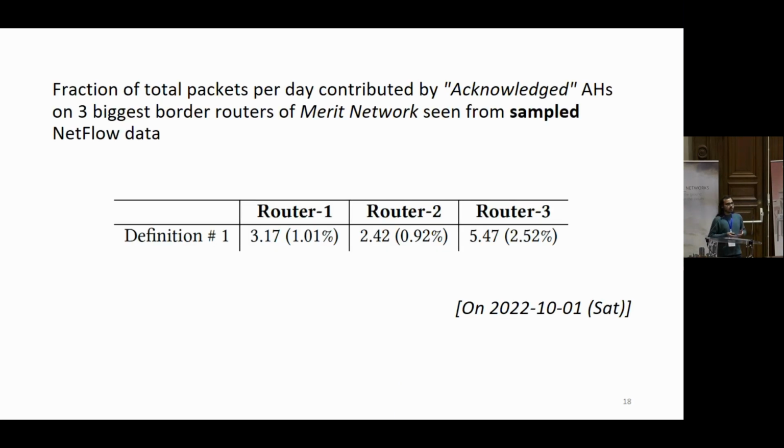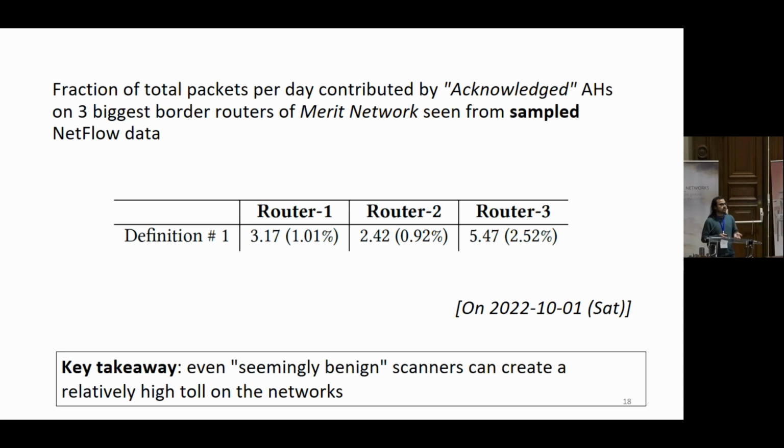Next, we wanted to analyze the fraction of total packets per day contributed by the acknowledged or seemingly benign aggressive hitters on the three biggest border routers of Merit Network. And here we saw that even seemingly benign scanners can create a relatively high toll on networks. Note that this result is from the same day, October 1st, 2022, that I highlighted in the previous table.